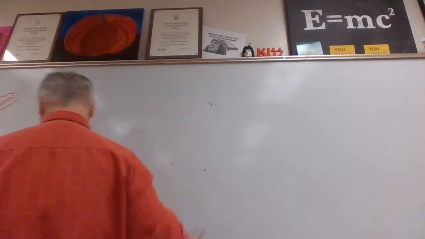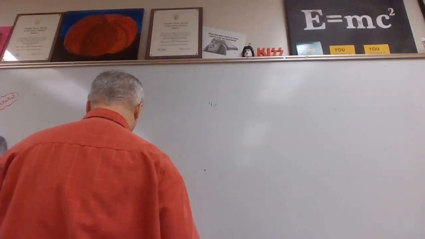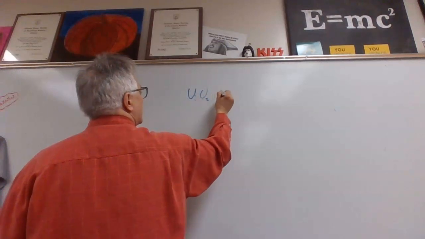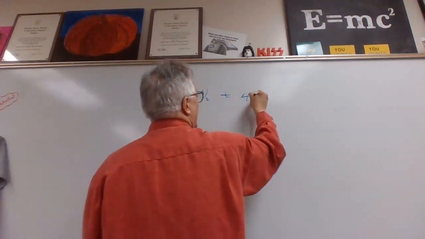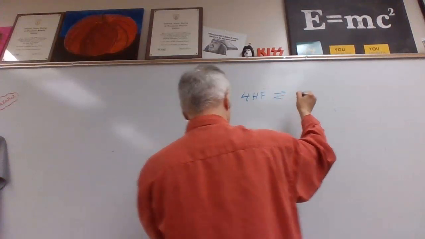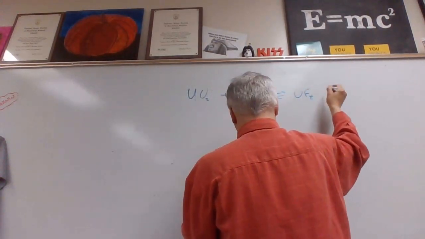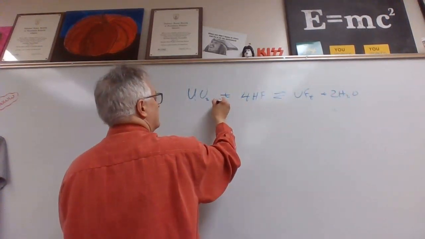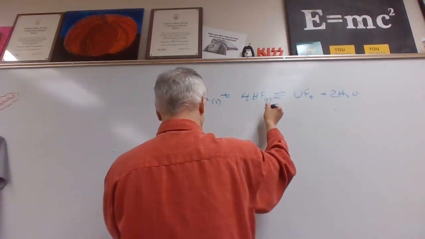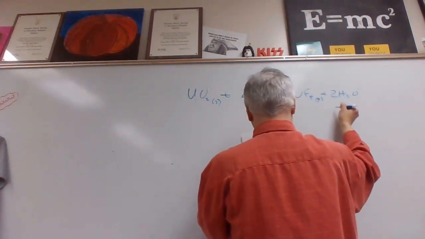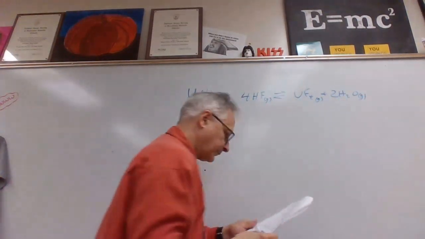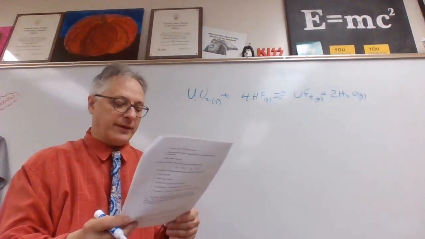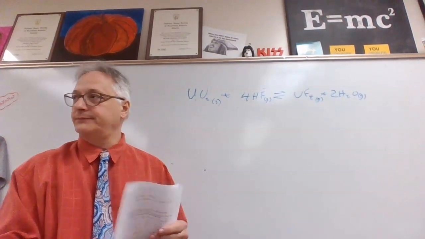So let me write the reaction. We have UO2 plus 4HF in equilibrium with UF4 plus 2H2O. And let's make sure we have this. This is a solid. This is a gas. Yeah, this is a gas. And this is a gas. So, predict the effect that each of the following changes has on the equilibrium position. Tell whether the equilibrium will shift left, right, or will not shift.